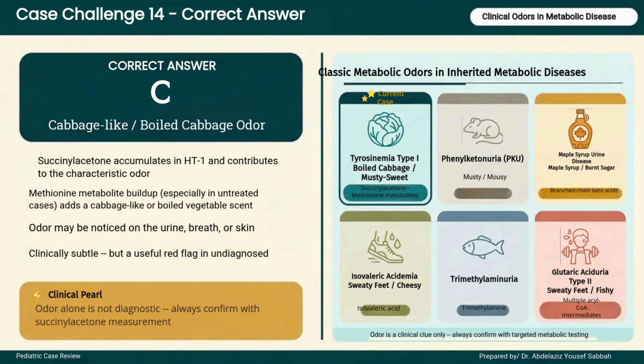Other classic metabolic odors to remember include phenylketonuria, which has a musty or mousy odor from phenylacetic acid, maple syrup urine disease, which has a maple syrup or burnt sugar odor from branched-chain keto acids, isovaleric acidemia, which has a sweaty feet or cheesy odor from isovaleric acid, trimethylaminuria, which has a rotting fish odor, and glutaric aciduria type 2, which has a sweaty feet or fishy odor. The clinical pearl: odor alone is not diagnostic. Always confirm with succinylacetone measurement.